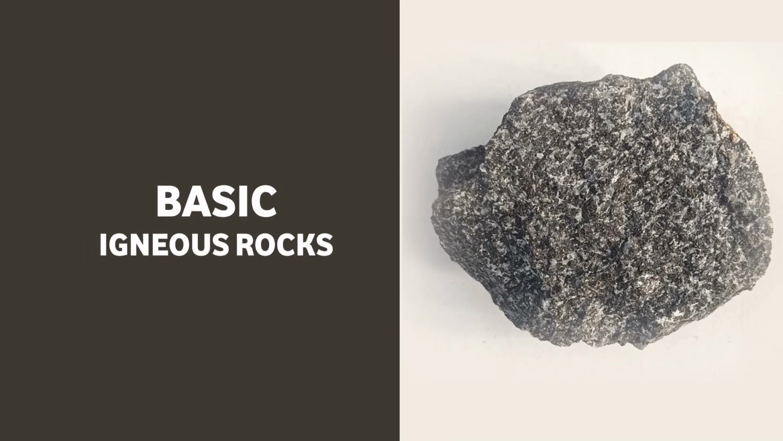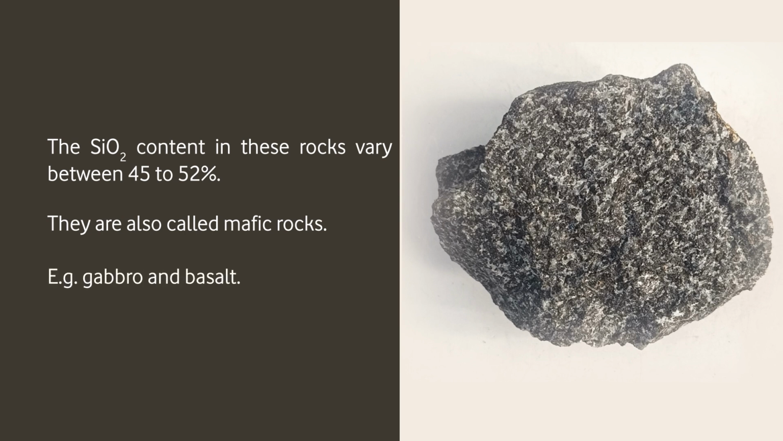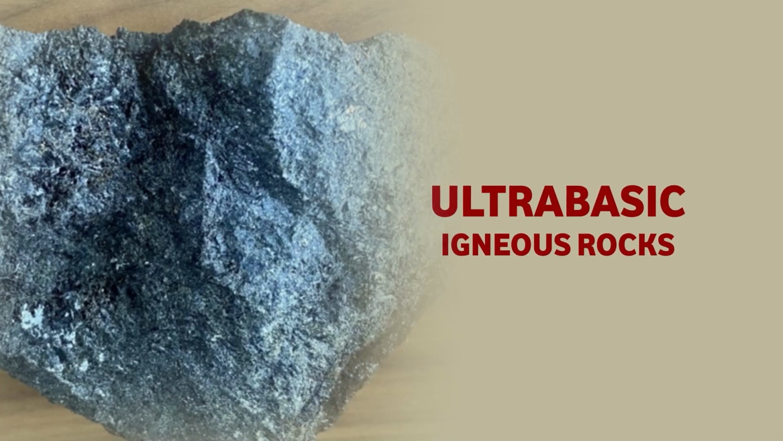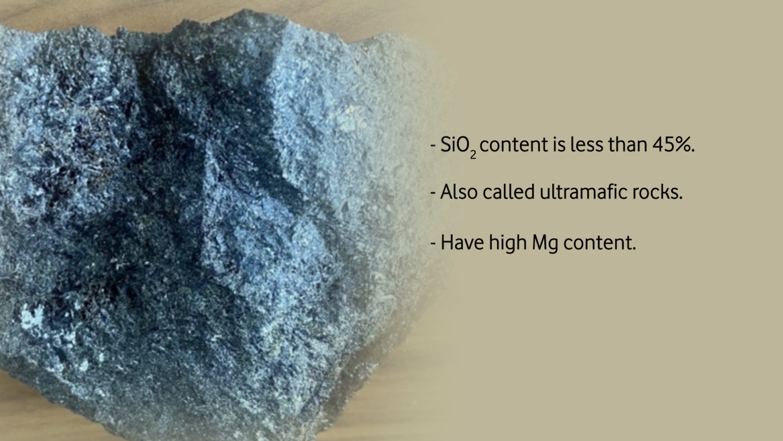We have the basic igneous rocks, which have a silica content varying between 45 to 52%. They are also called mafic rocks. Common examples include gabbro and basalt, and you can see the gabbro hand specimen here. Then we have the ultra basic igneous rocks, which have a silica content less than 45%. They are also called ultramafic rocks. These rocks are known to have high magnesium content. Common examples include dunite, peridotite, pyroxenite, and you can see the hand specimen of a pyroxenite.